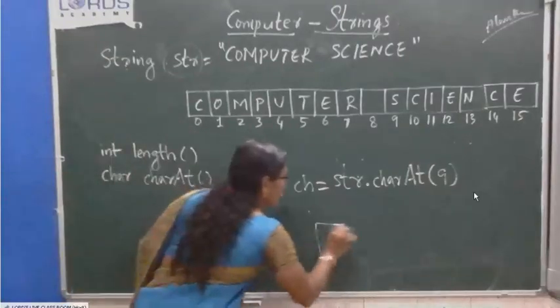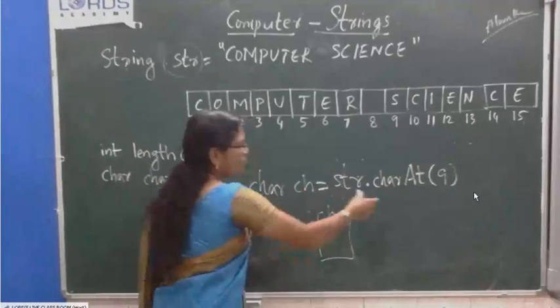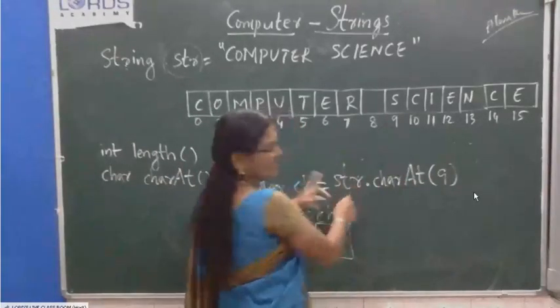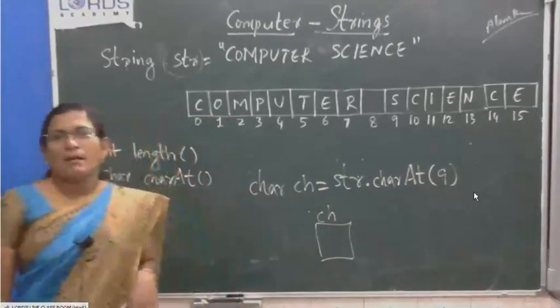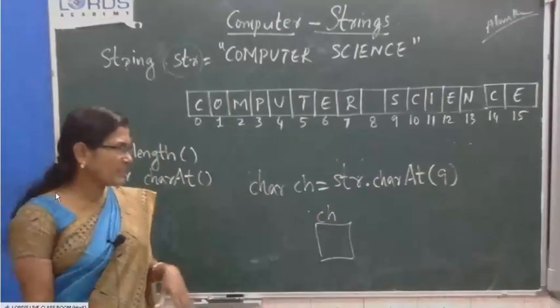So in the memory there will be a character storage location named ch. There, what will be stored? The character at index number 9 from the string str. What is that character? Tell me, what will be the character extracted?